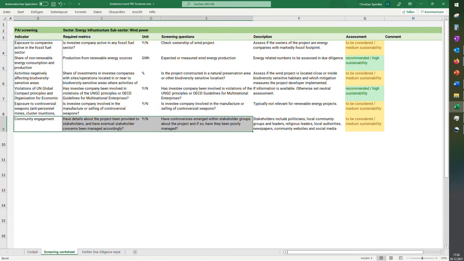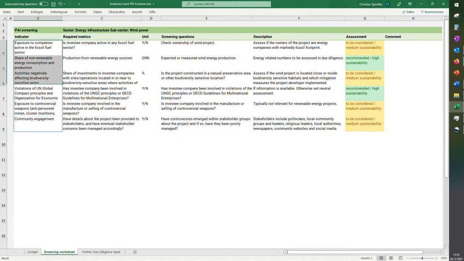It is about whether local stakeholders have been sufficiently involved in the development of the wind farm project. If this is not the case, there may be conflicts of interest that affect the reputation of the investor or even result in legal proceedings.